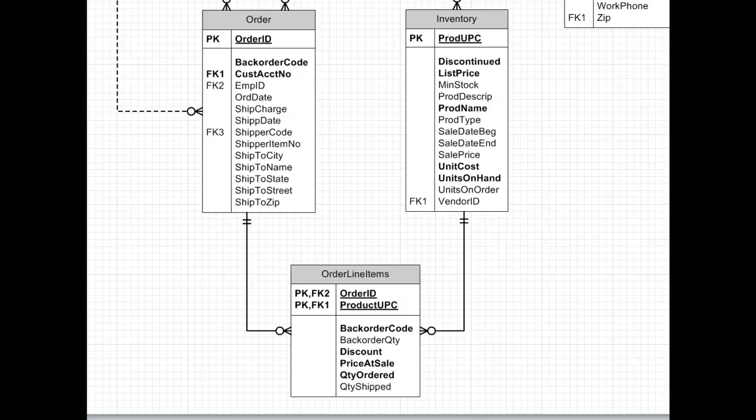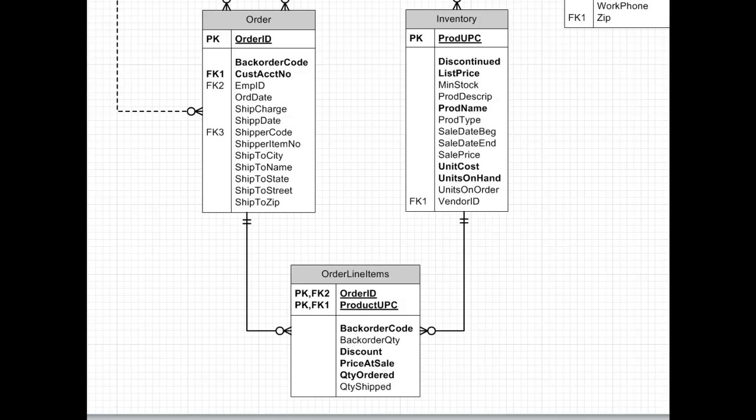Order line items you can think of as sitting in between order and inventory and acting as sort of a surrogate for the relationship. Now in this case, the relationship between order and inventory has a lot of attributes, and order line items takes care of those attributes. But since we have two identifying one-to-many relationships coming into order line items, you'll notice that the primary key is composite. There are two fields or attributes in the primary key, each of which is a primary key from the related tables. In this case, order ID and product UPC, both of which come from order and inventory respectively.